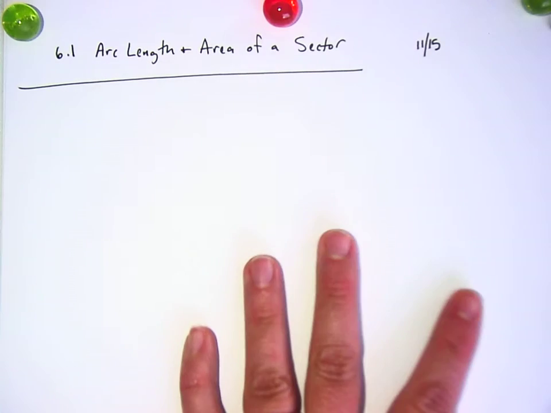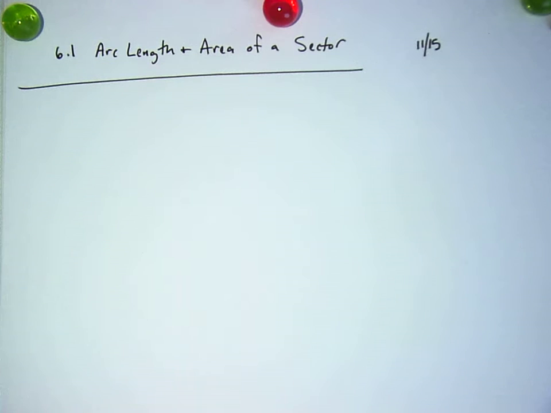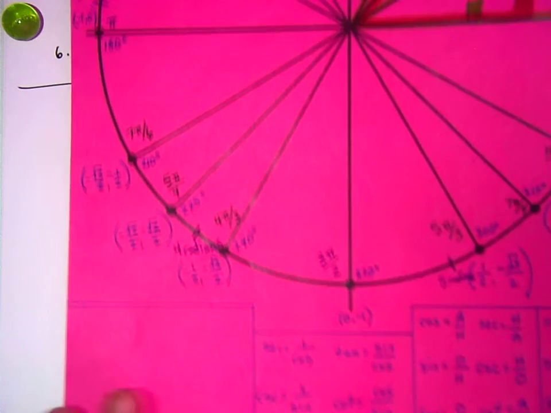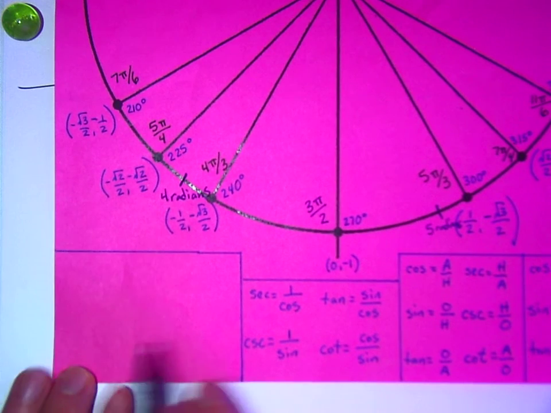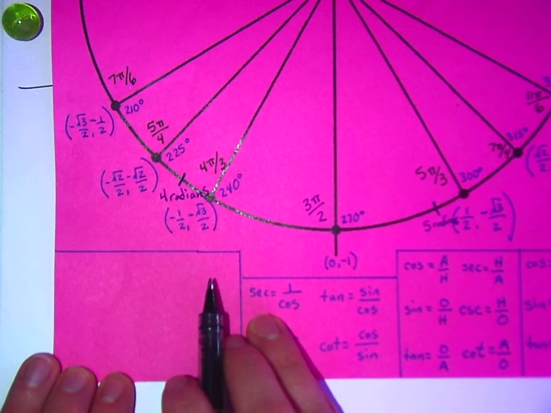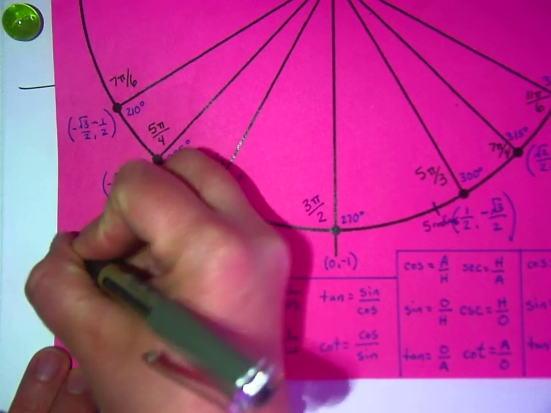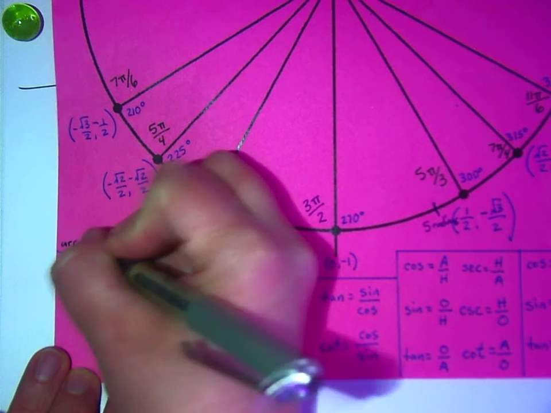Arc length and area of a sector. So we're going to be using two formulas, and we're going to put them right on your unit circle. First one I'm going to put in this bottom left corner. I'm going to write arc length.